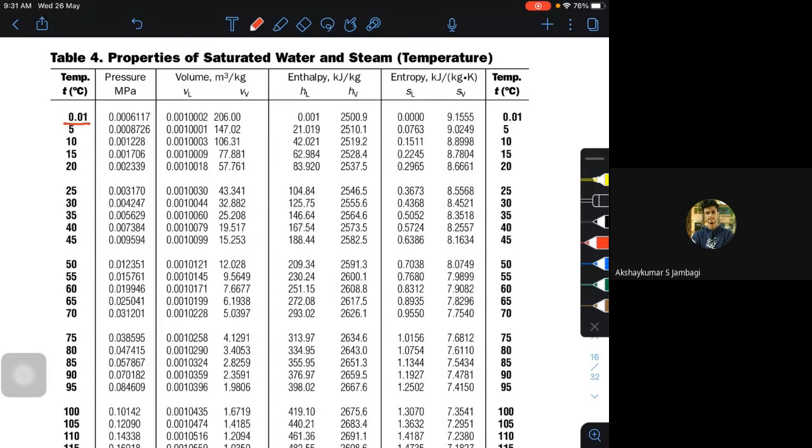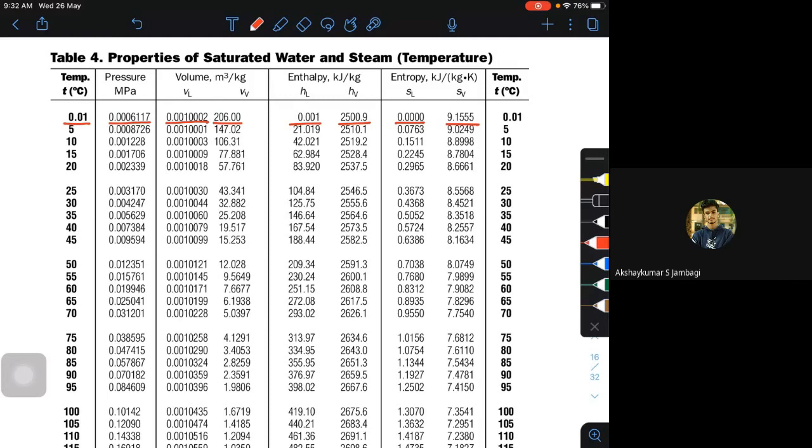Now you look at this. Corresponding to the temperature, what is the pressure? It is in megapascals or kilopascals, depending upon the type of table. Then you have the specific volume of the liquid and of the vapor. Then enthalpy for the liquid and for the vapor, HL and HV, or HG, the sign convention doesn't matter. Then entropy for the liquid and for the vapor. Don't worry, this particular ASME table has the temperature on the right and left hand side, so it's easy for you to read.